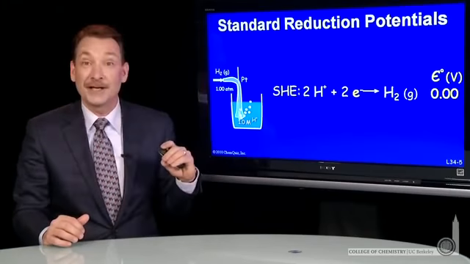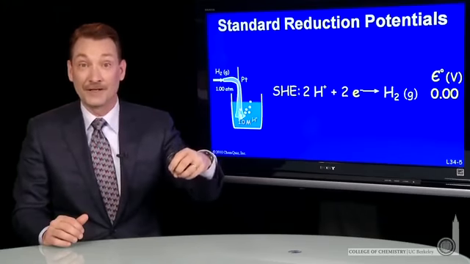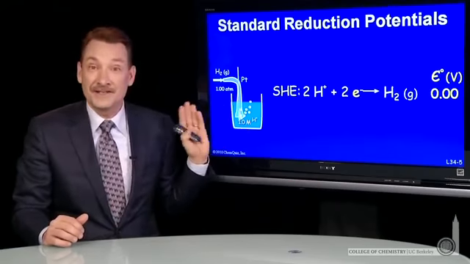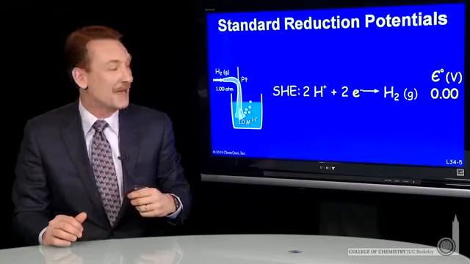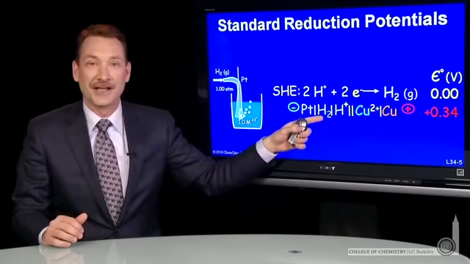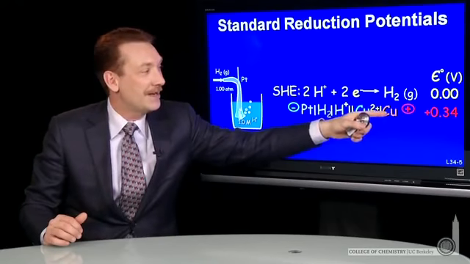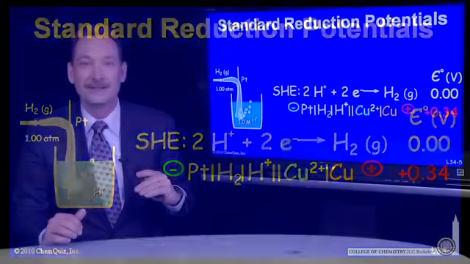Now, I'll put a platinum electrode in there, and the platinum electrode acts as an inert conduit for the electrons to flow. Now, I can pair this electrode with any of my other half-cell electrodes. So let's look at that. Let's take this platinum hydrogen electrode and pair it with our copper ion copper metal electrode. When I set that up and measure the potential difference, it comes out to 0.34 volts.